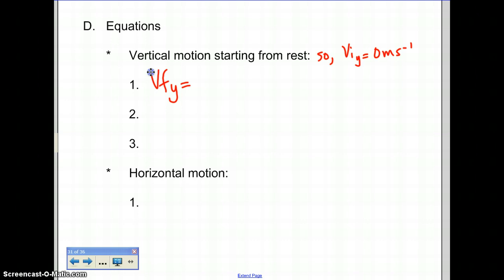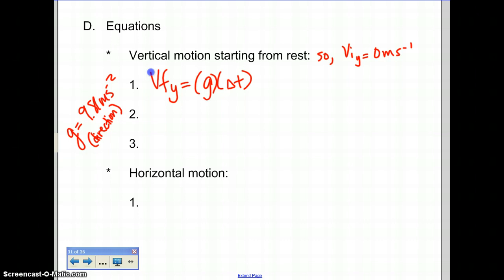Okay, so instead of vfy equals viy plus g delta t, you're just going to simply write vfy equals g times delta t, whereas your g is 9.81 meters per second squared, but don't forget to assess direction with it as well. And obviously we're going to use y instead of x because we're moving up and down, not left and right.